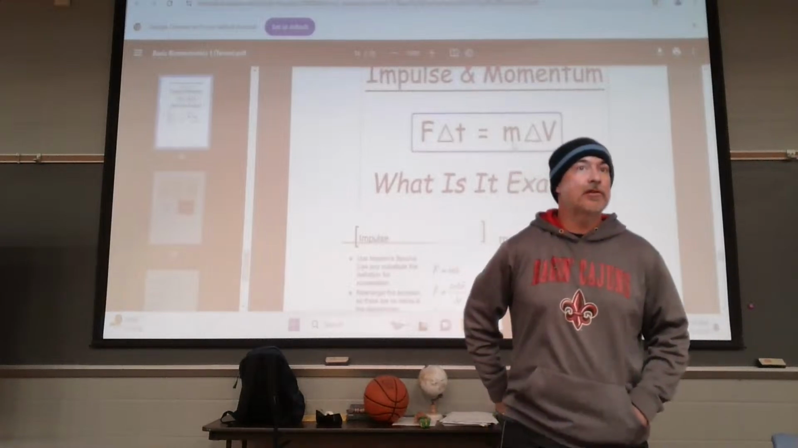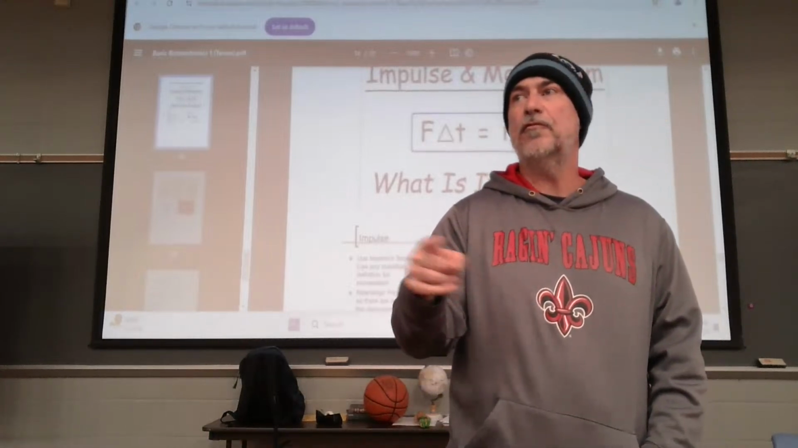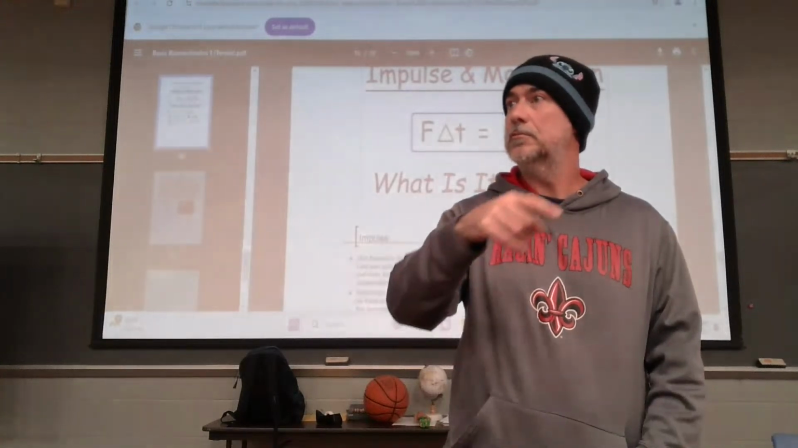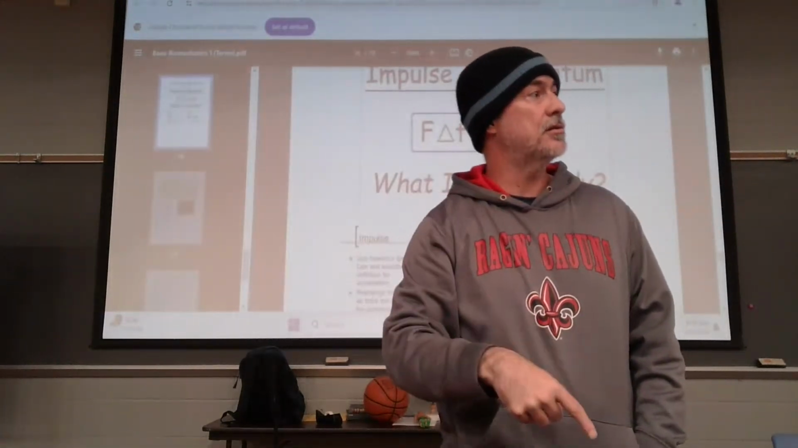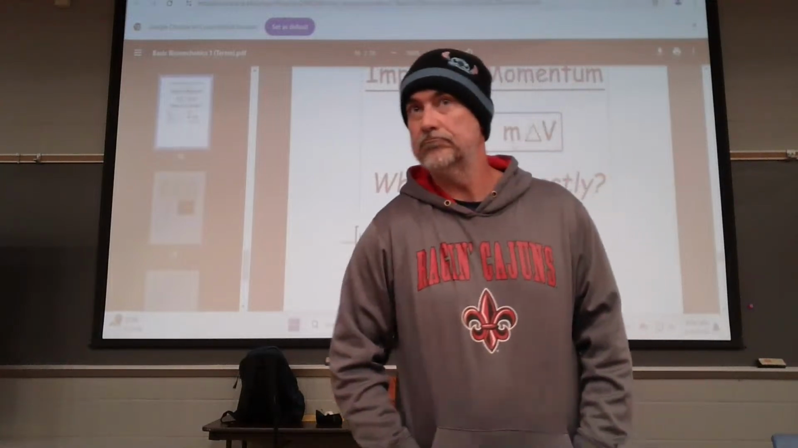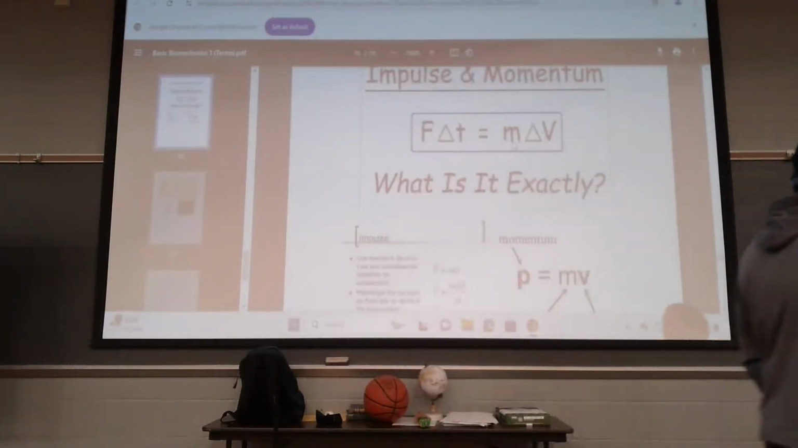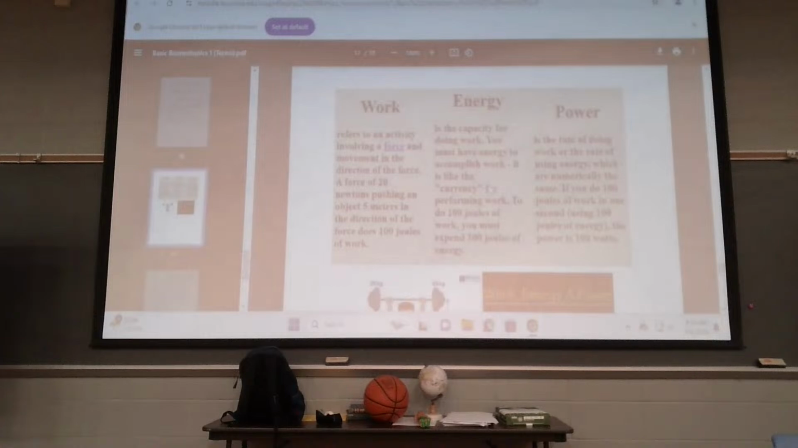That's what you're going to have to know on the test. Just what is it, and how do different factors affect each other? This increases, that increases. This decreases, that increases. This increases, that decreases. It's just the variations of Newton's second law.